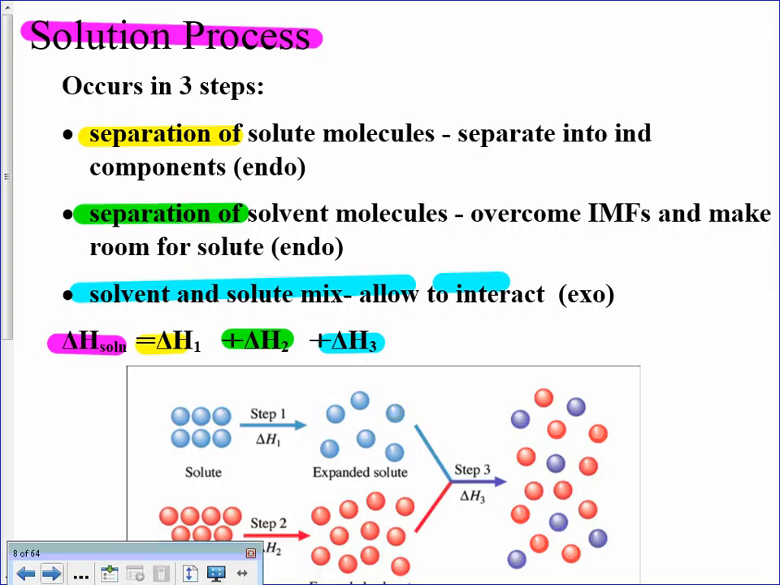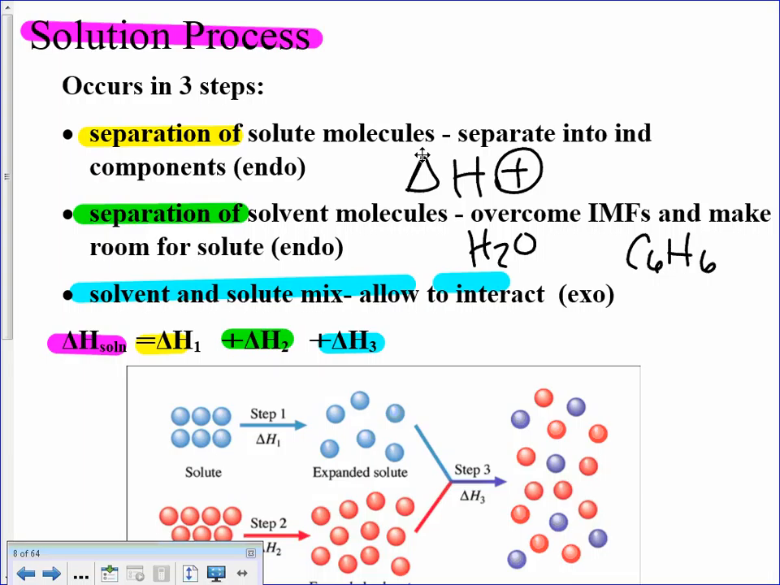Takes energy. It takes energy to break bonds, right? Whatever the bonds are, covalent, it's going to take a lot of energy. Ionics is overcoming the lattice energy, and so it's breaking that bond, the ionic bond. So that's going to be an endothermic process. Step 2 is separation of solvent molecules, for example, water or benzene in this case. I got 2 examples here, water and benzene.